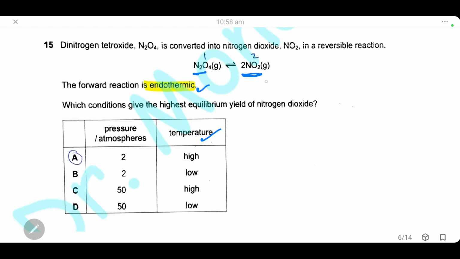left side. To shift the reaction to the right side to get higher yield of nitrogen dioxide, we should decrease the pressure to go to the side with the highest number of moles. So here we will choose the answer A, the lowest pressure and high temperature, for getting the highest equilibrium yield of nitrogen dioxide.